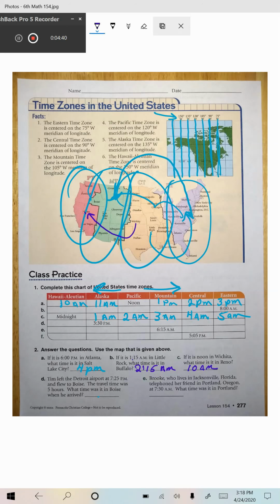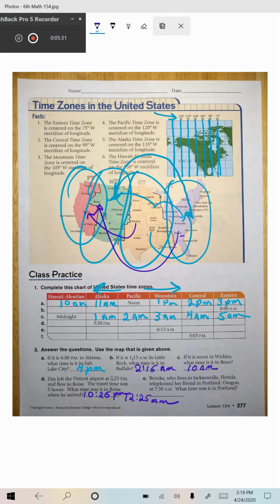Similar for Detroit, left Detroit at 7:25 p.m. Remember, Detroit's over here in the Eastern. And he flies to Boise, Idaho. Boise, that would be 2 time zones back, right? 2 time zones past us. Travel time was 5 hours, so what time did he get there? So let's add 5 hours to 7:25, so that would be 12:25, and at this point we're at AM. But there are 2 hours if he's here, and he's in Boise, right? So that's 2 hours before him. So that 2 hours before 12 would be 10:25 p.m.